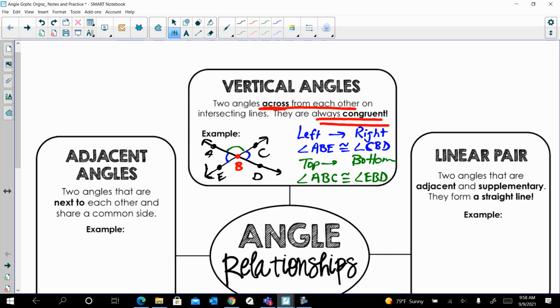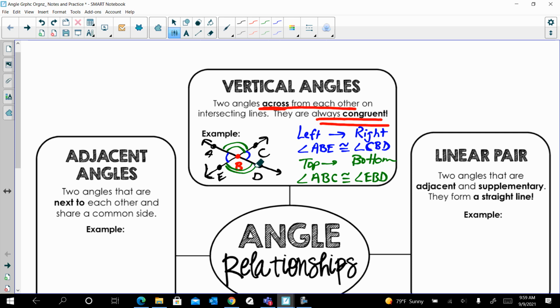Okay, so I can show that also with the marking. Notice I'm now going to do 2 arcs and then 2 arcs. But know that they have to be across from each other. So I do want you to identify that relationship and know that they're always congruent. When finding angle measures or missing angles, you should always start with vertical.